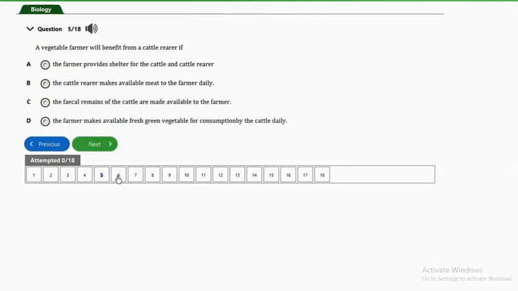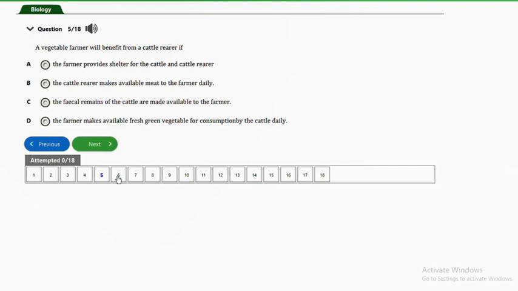That's question number 5. The question says, a vegetable farmer will benefit from a cattle rearer if A, the farmer provides shelter for the cattle and cattle rearer, B, the cattle rearer makes available meat to the farmer daily, C, the fecal remains of the cattle are made available to the farmer, D, the farmer makes available fresh green vegetables for consumption by the cattle daily. So guys, the answer to this question is option C.